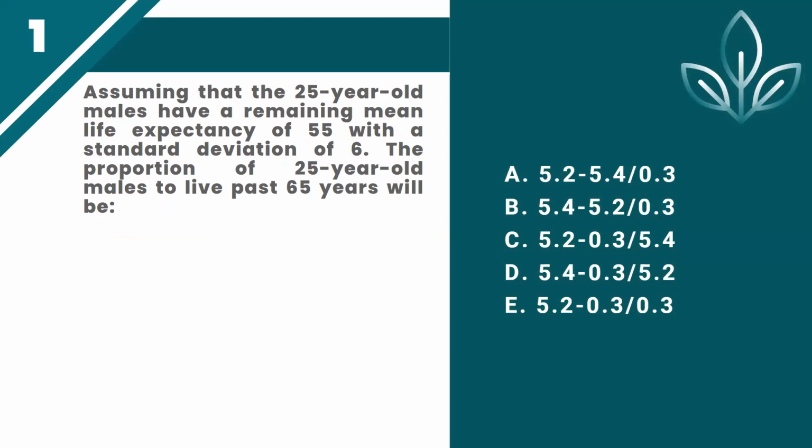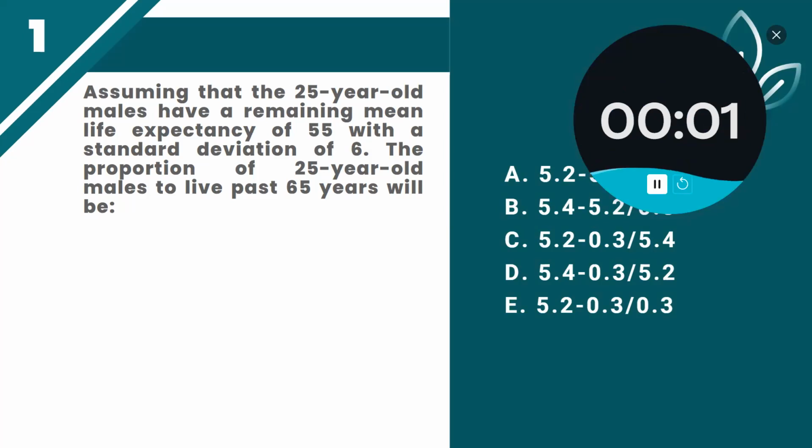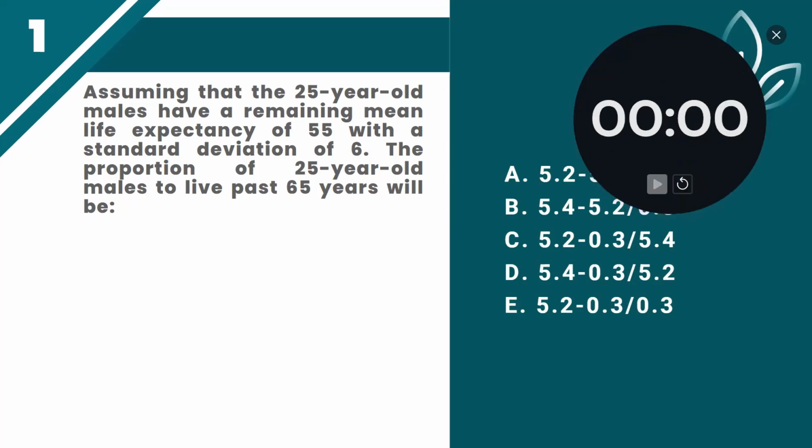Question number 2, assuming that 25-year-old males have a remaining mean life expectancy of 55 with a standard deviation of 6, the proportion of 25-year-old males to live past 65 years will be: A, 5.2 minus 5.4 divided by 0.3; B, 5.4 minus 5.2 divided by 0.3; C, 5.2 minus 0.3 divided by 5.4; D, 5.4 minus 0.3 divided by 5.2; E, 5.2 minus 0.3 divided by 0.3. Yes, the answer is B.